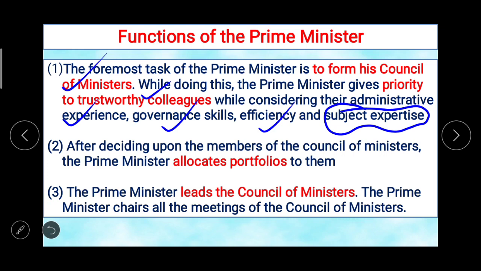After deciding upon the members of the council of ministers, the prime minister allocates portfolios to them. For which field will they work? The prime minister leads the council of ministers. The prime minister chairs all the meetings of the council of ministers. Now, one thing you can do here, you people find out the name of education minister of our country. So here, portfolio of education, to whom is allocated.